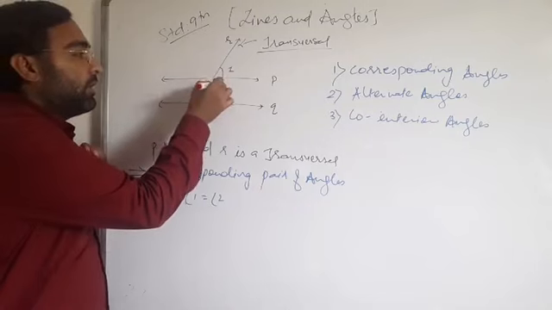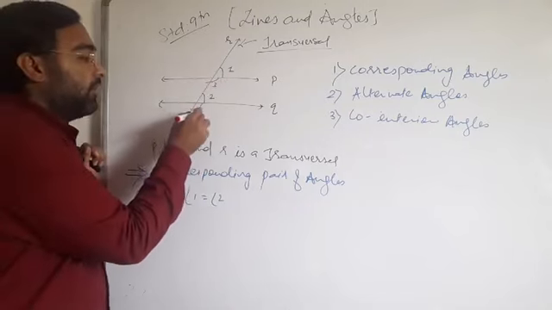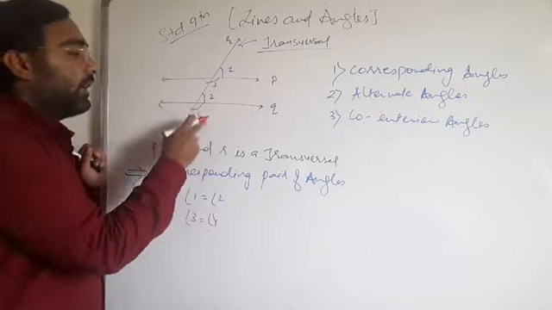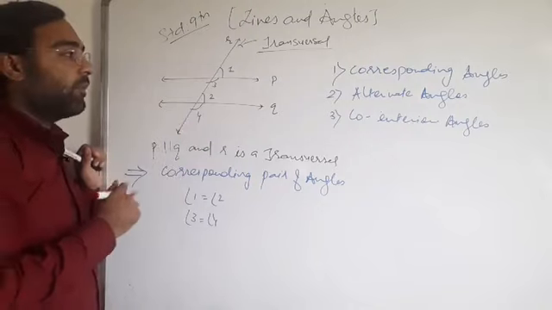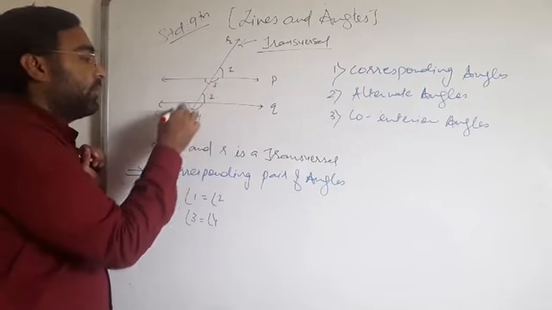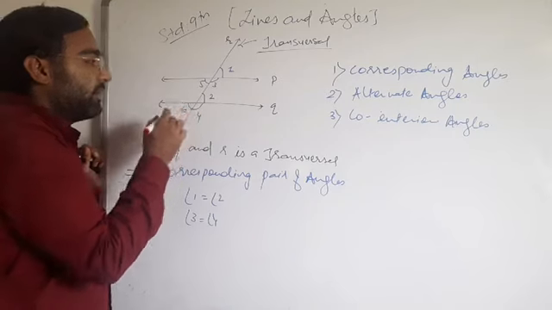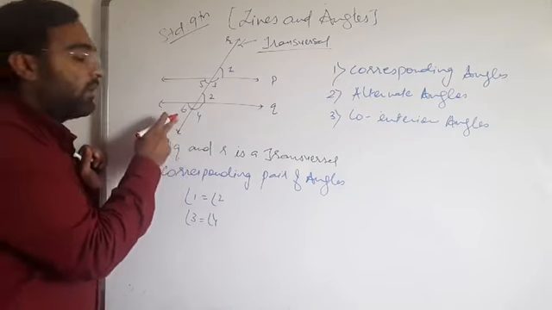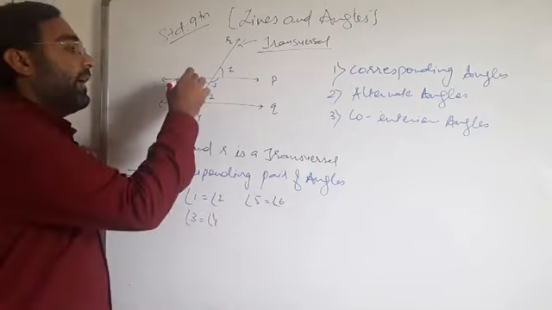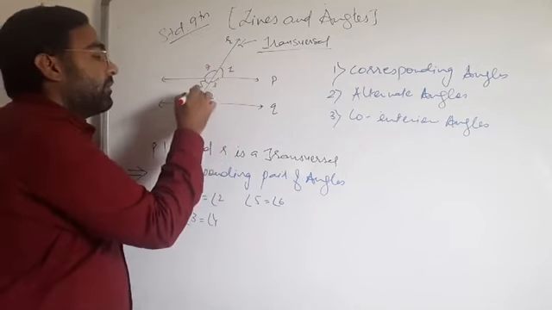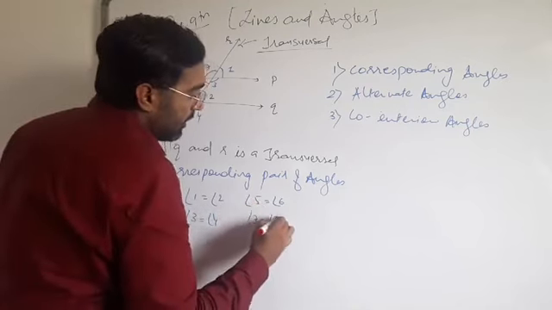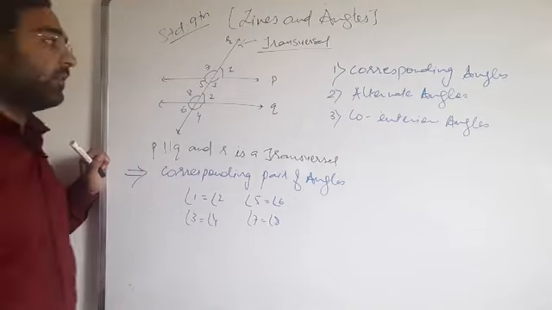Now here is angle 3 and here is angle 4. Angle 3 and angle 4 are also equal, so they make corresponding angles. Now here, that is 5 and 6. Angle 5 and angle 6 make corresponding angles, and angle 7 and angle 8 make corresponding angles. Always they are all equal.